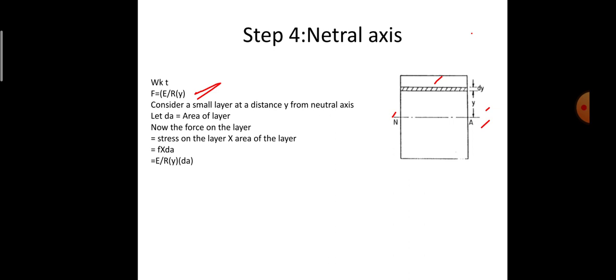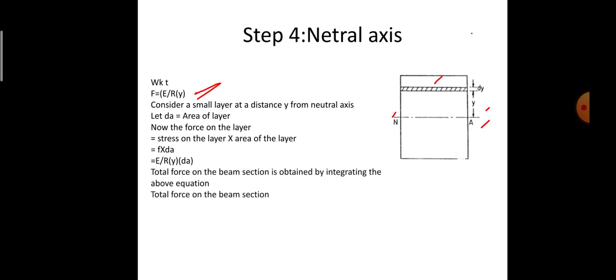If I want to determine the total force which is acting on the beam section, it will be obtained by integrating this equation. So the total force on the beam section is equal to the integration of E by R times y into dA. E and R are constant. But we are going to determine this only for bending. So we assume that this is a pure bending case. Therefore, if it is a pure bending case, there will not be any existence of force on the section. So mind it.